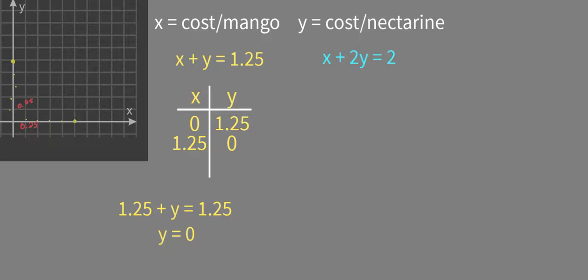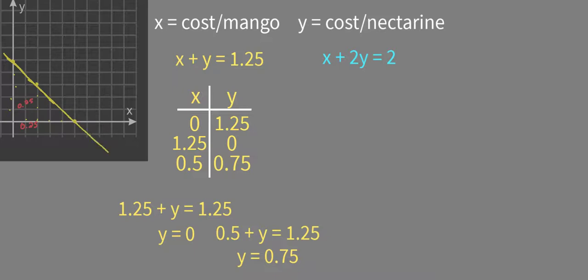And then we'll go somewhere in between. Let's go with 0.5. So when x equals 0.5, 0.5 plus y equals 1.25. So y, subtracting 0.5 from both sides, we get y equals 0.75. So 0.5, 0.75 would be another point. And then we'll connect the dots to draw our line here. So that's our equation, x plus y equals 1.25.